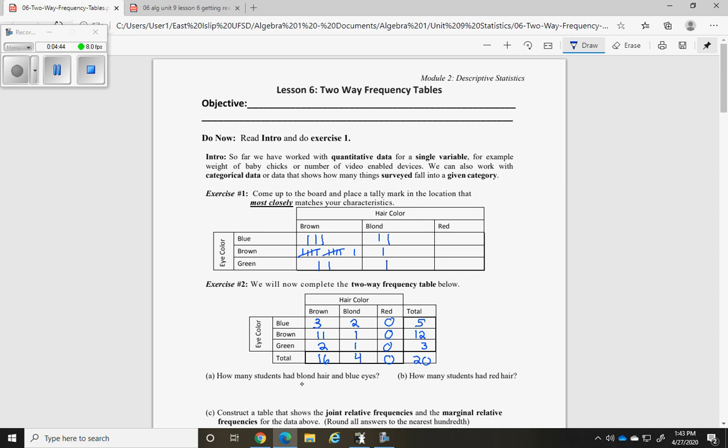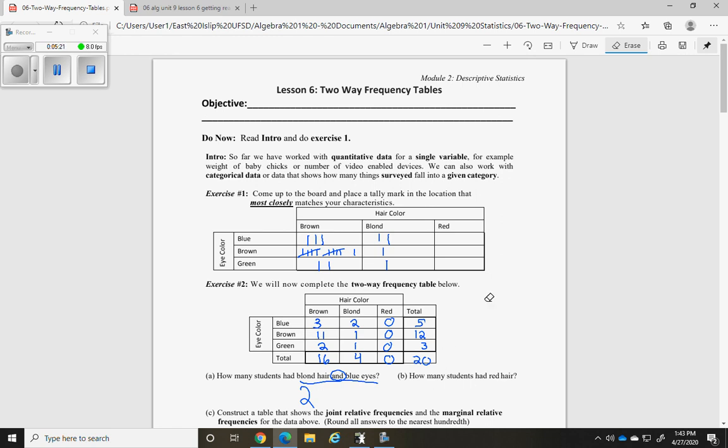How many students had blonde hair and blue eyes? Remember, I said this is a reading comprehension lesson, and when you have questions on your test, you have to be so careful. Blonde hair and blue eyes. So we go look at the blonde hair and the blue eyes, and where they intersect is the answer. So that must mean that there are two people. I'm just going to get rid of those lines that I just drew so it doesn't look like I crossed it out. But that's how you read it.